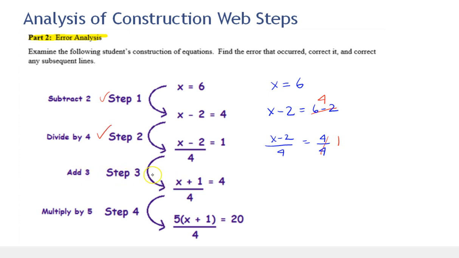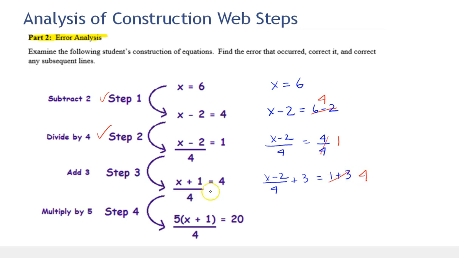Next we need to add 3. So I'm going to take my left-hand side of the equation, copy the whole thing, and then add 3. And then on the right-hand side, I'll take 1 and add 3. Okay. 1 plus 3 is 4.